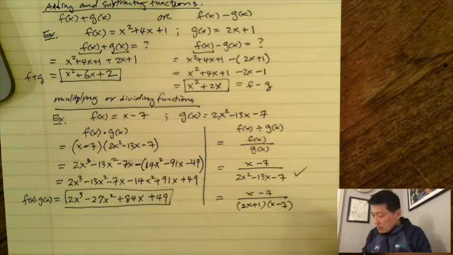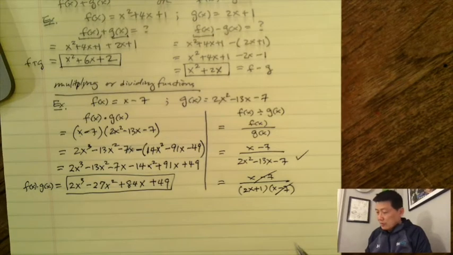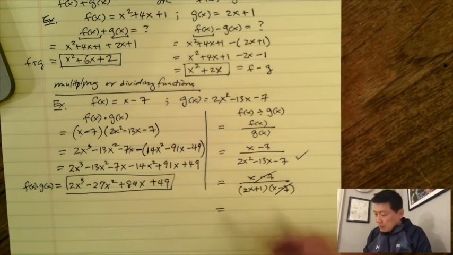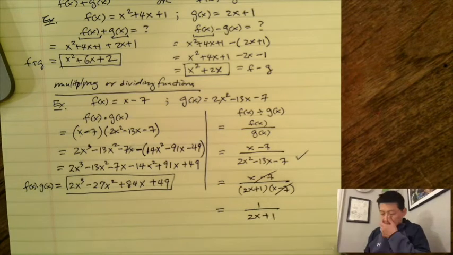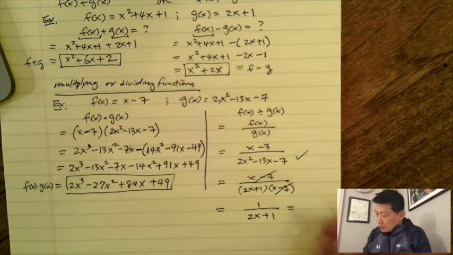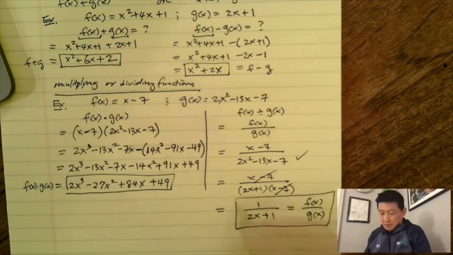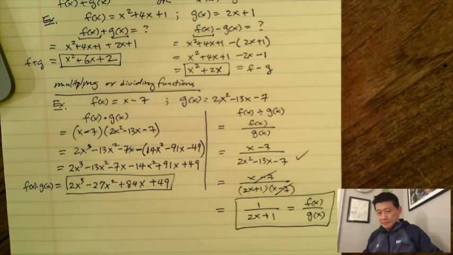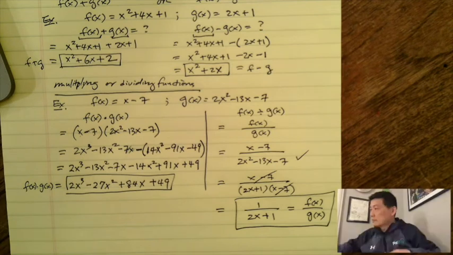And that means you can cancel out the factors of x minus 7, leaving it to be 1 over 2x plus 1. Now that turns out to be your f of x over g of x. So there you go. That's your answer. Okay.